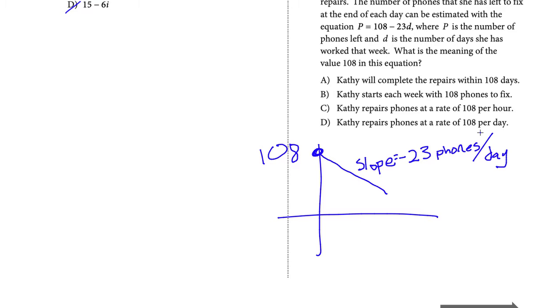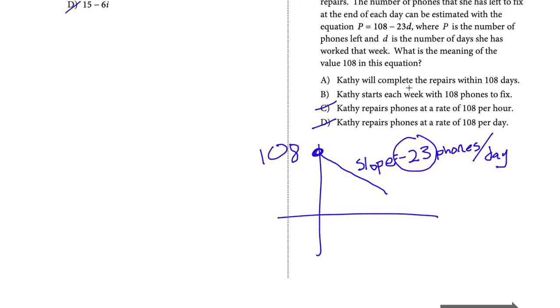The majority of you have it, well, I guess about 40% of you got it correct. So it's not C or D, because I told you the slope is negative 23 phones per day. Do any of these say 23 phones per day? No, it's 108. 23 is the slope. The number attached to the variable is the slope. So from there, that eliminates C and D.